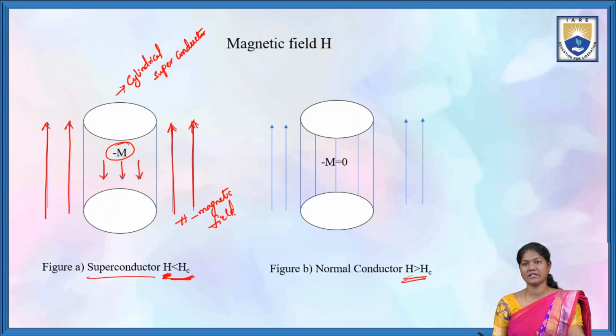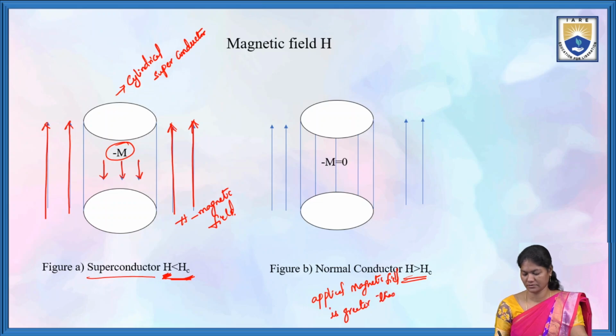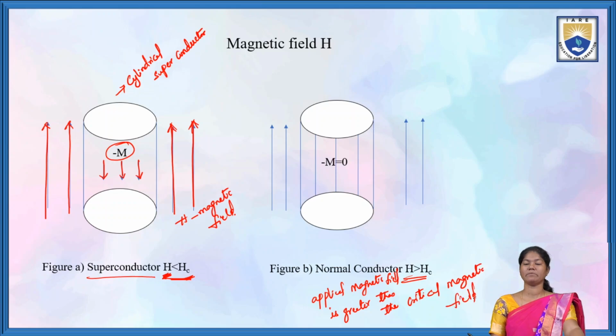Now at H greater than Hc, that is, the applied magnetic field is greater than the critical magnetic field.